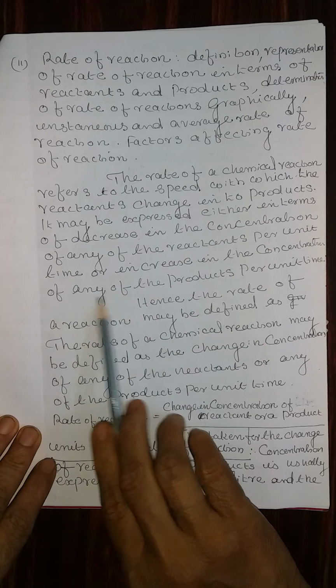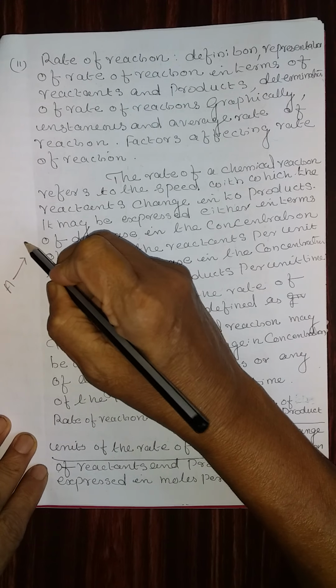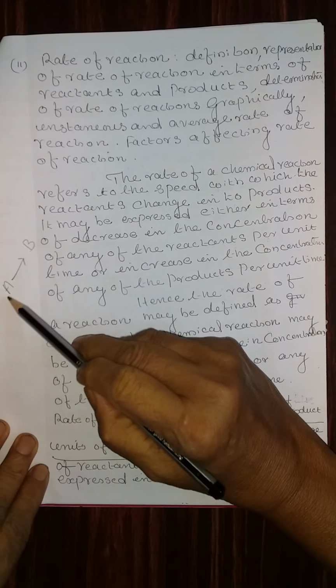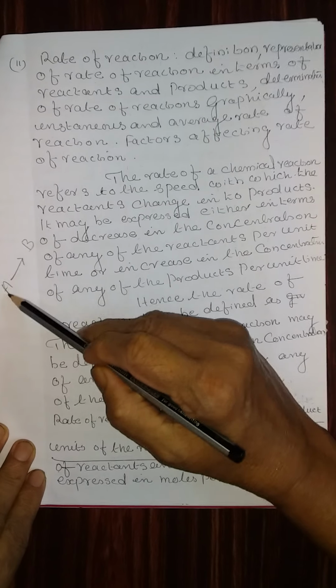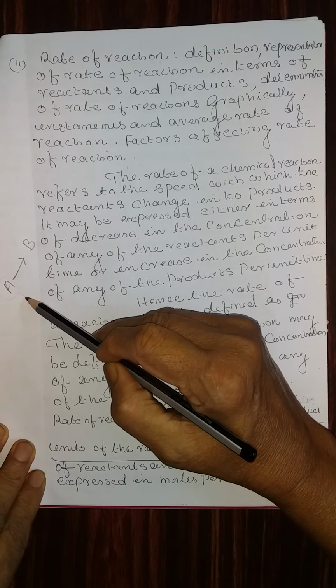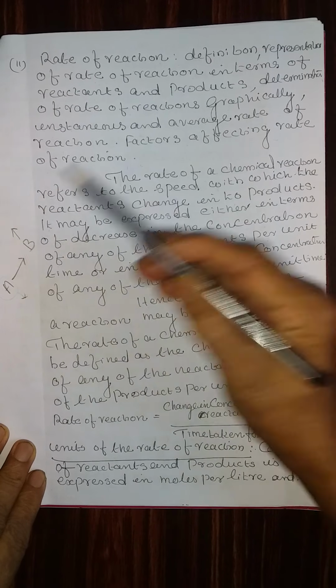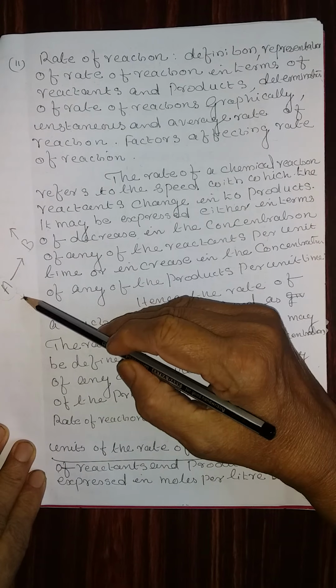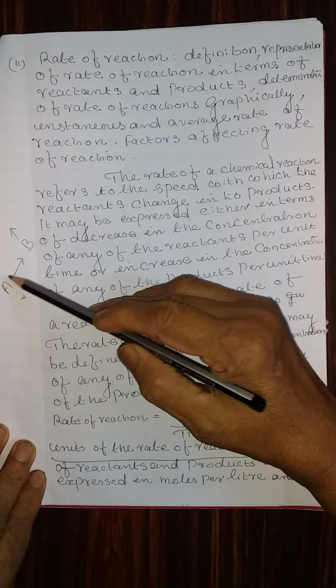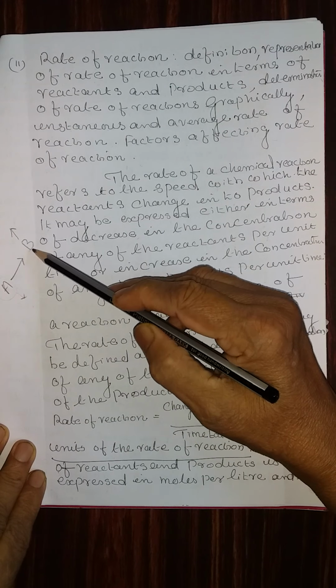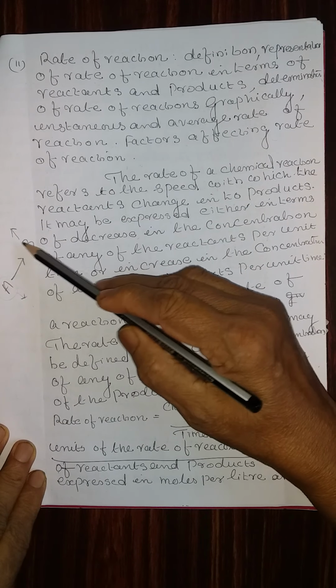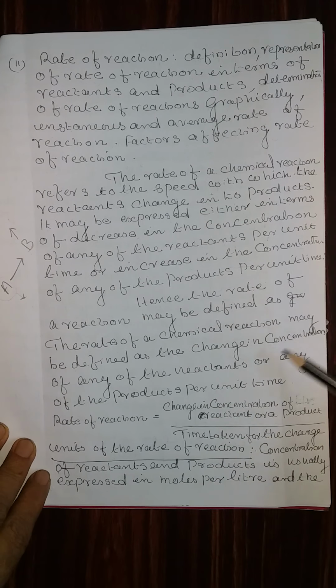For example, if a reactant A gives a product B, as the reaction is going on, the amount of A decreases, whereas the amount of B increases. You can find out the rate of reaction either in terms of the concentration of A decreasing or in terms of the concentration of B increasing. That is the meaning.